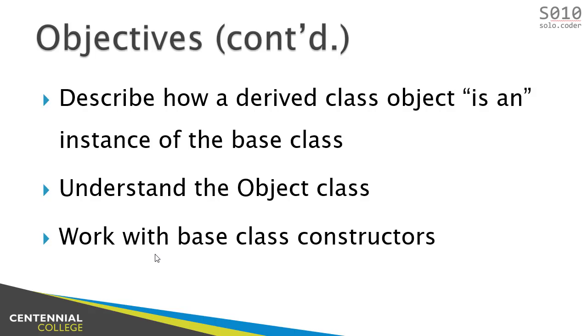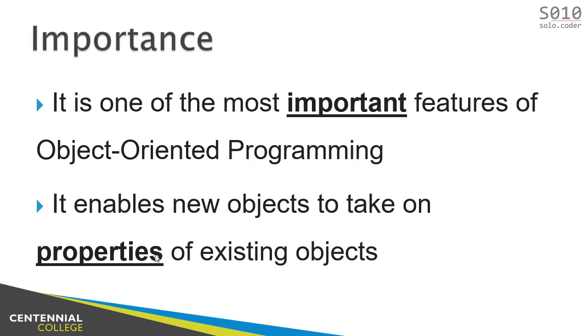We're going to talk a little bit about the object class. What is the object class? Why it's important, why inheritance is important. As I said, it's one of the main features of object-oriented programming: programming with objects, objects that belong to a class. This class may not be alone in the universe. It may have come from another class, which came from another class, which came from another class.